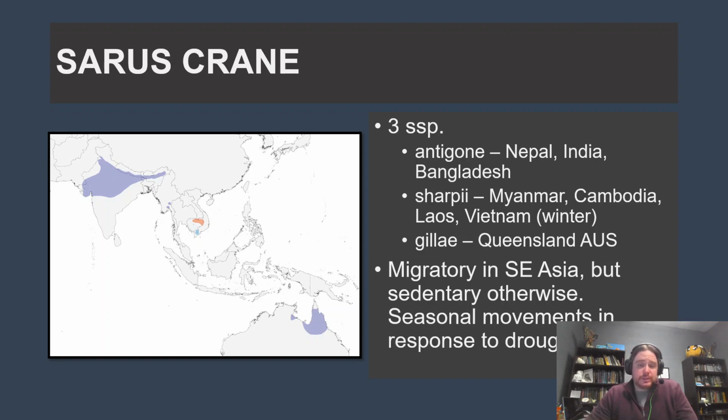So its range, for its three subspecies, so Antigone, is in Nepal, India, and Bangladesh. You also have Sharpii and Gillae. Sharpii is in Myanmar, Cambodia, and Laos, and winters in Vietnam. And then you have Gillae, which is just in Queensland, so down here. So this bubble is Gillae, this bubble is Sharpii, this bubble is Antigone.